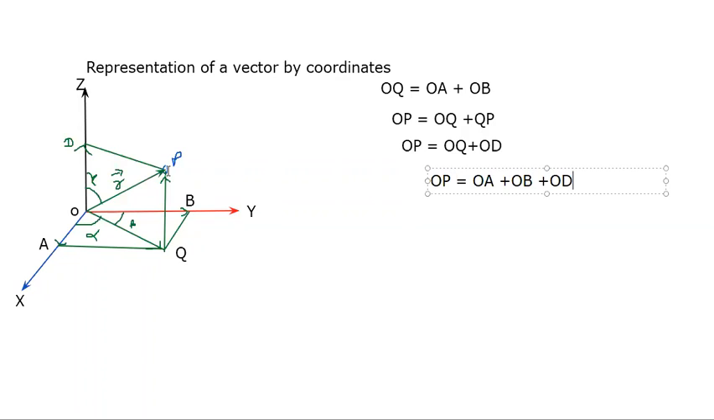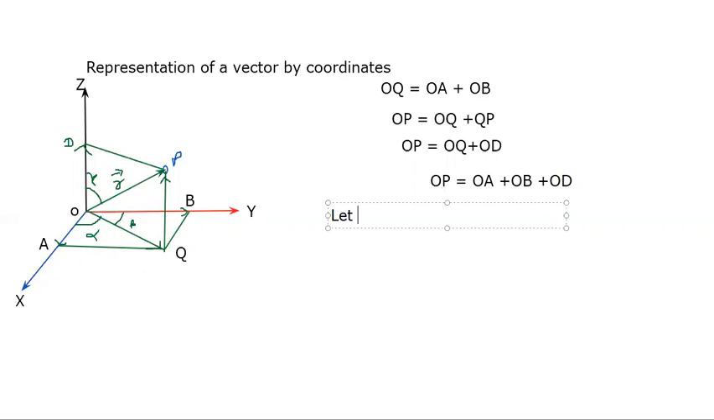But here you have broken down the component vector into three components along three different directions which are perpendicular to each other, right? So OP is now OA plus OB plus OD. Now I have told you in one of the previous classes that along X, Y and Z axis we can use unit vectors to represent the directions.